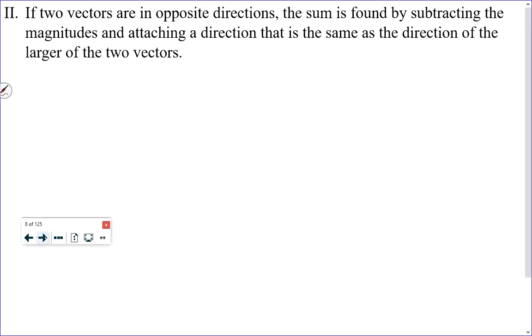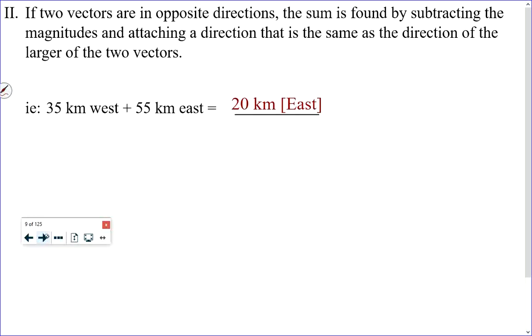The second case is if 2 vectors are in opposite directions, the sum, and sum means add. You add the vectors by subtracting the magnitudes. You're not subtracting the vectors, you're subtracting the magnitudes of the vectors. And you attach a direction to your answer that's the same as the direction of the larger of the 2. So if I change this a little bit and have 35 kilometers west and 55 kilometers east, well, you have more kilometers east, so you subtract them and you get 20 kilometers east.